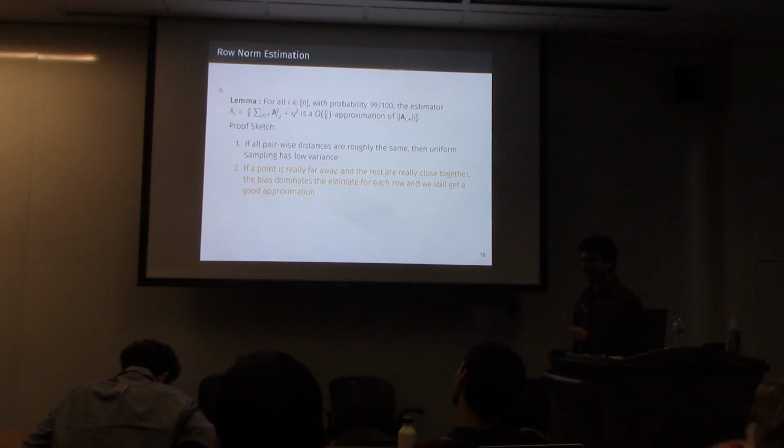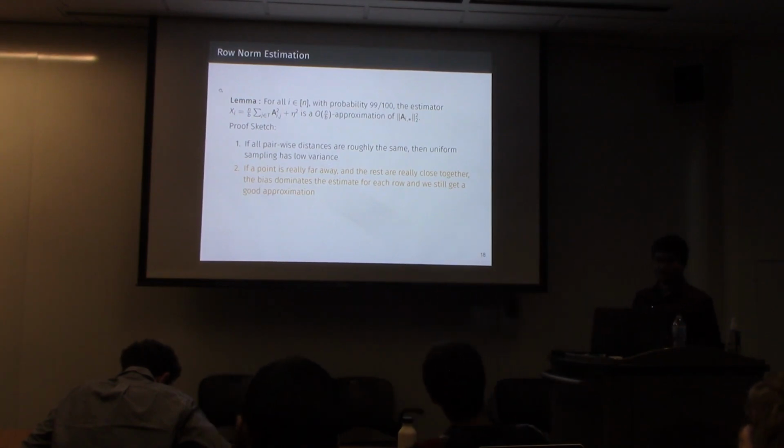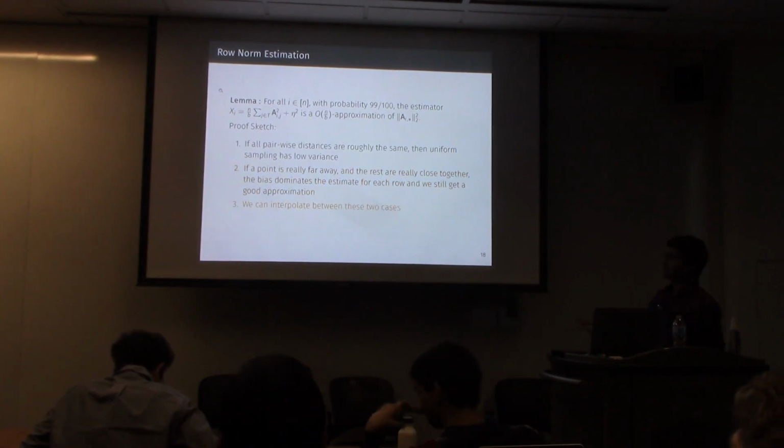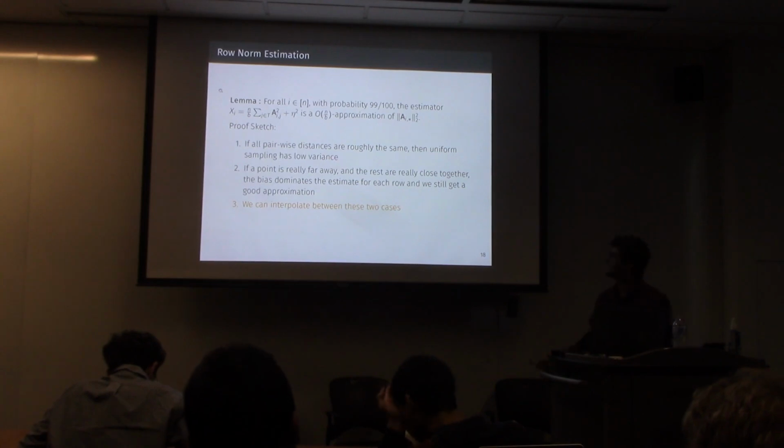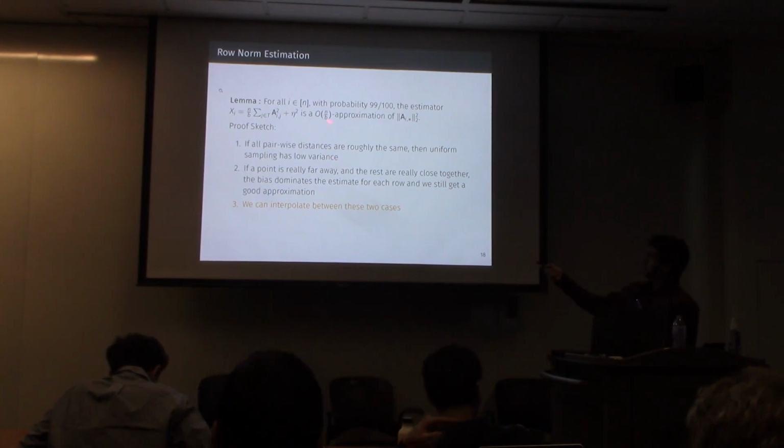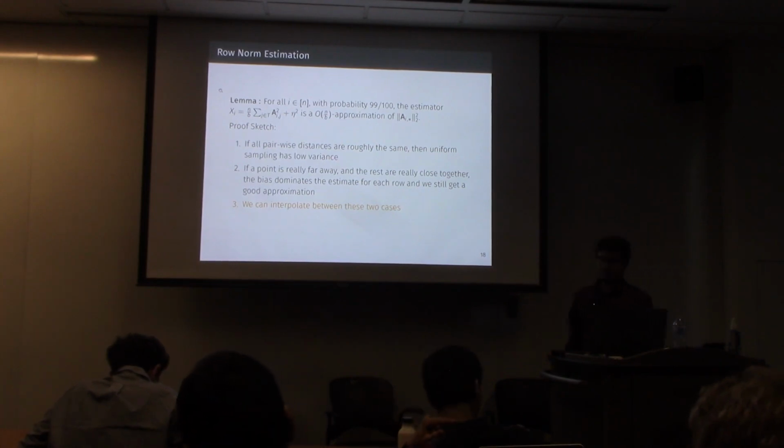Okay. Any other questions? Now, the basic point of this lemma is that we can actually interpolate between these two cases. Now we get an estimator that is an N over B approximation for the L2 norms of A.